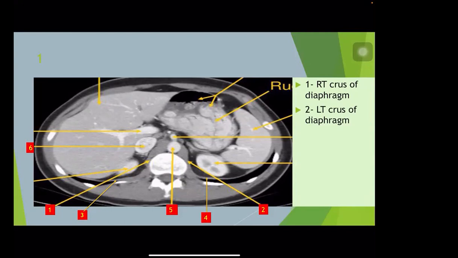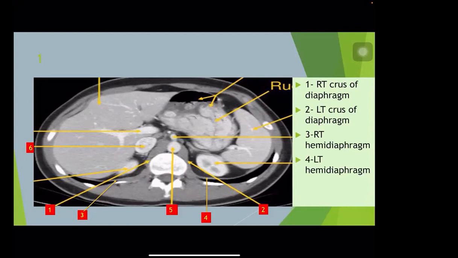Number three, right hemidiaphragm. Number four, left hemidiaphragm.